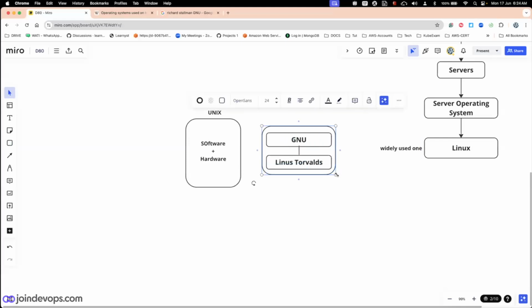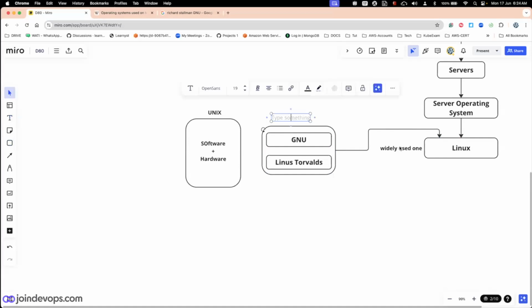Till today, these are the guys who provide Linux to the market. Together they make a product, and it is called Linux, and they named it GNU Linux. So the market today is using GNU Linux. You have other Linux distributions too, which are not so famous or popular, but GNU Linux is the major one.